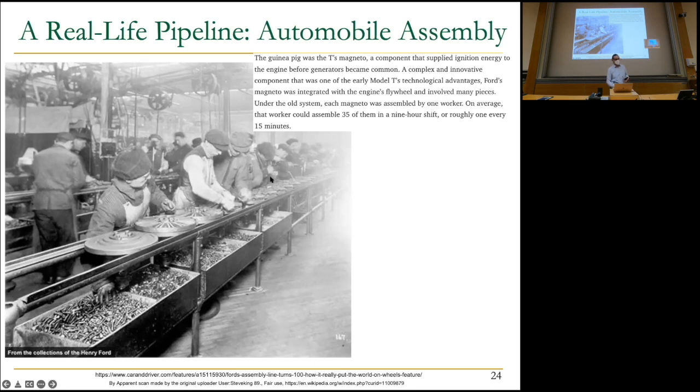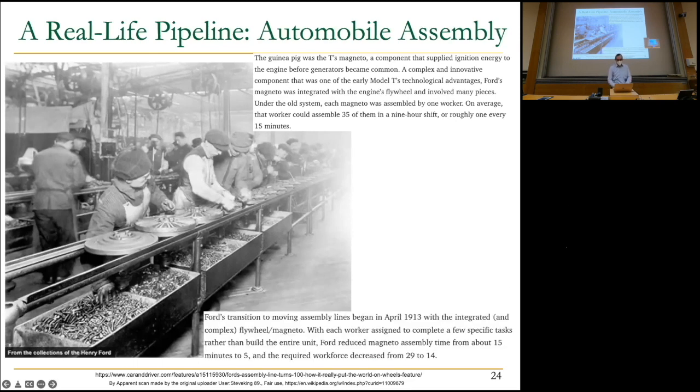Basically, you're feeding, let's say, magnetos over here that are not ready yet. And then everybody is putting something onto the magneto in a pipeline. And initially in a multi-cycle machine, or whatever you would like to think, under the old system, as you can see, a worker could assemble 35 of these in a 9-hour shift, or roughly 1 every 15 minutes. Right? But they actually tested this, and they actually implemented it in 1913, as they say over here. And then they specialized the workers also, so they improved the efficiency as well. So you can see that they reduced the assembly time to 5 as opposed to 15, and they also reduced the workforce. So this is a real life pipeline.